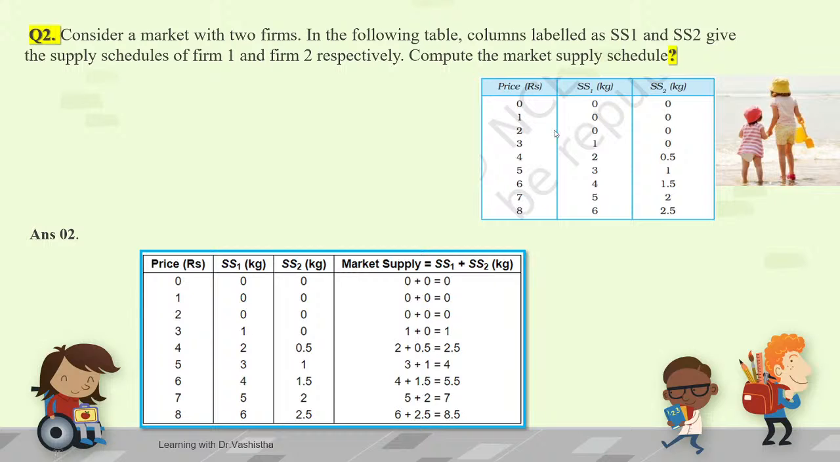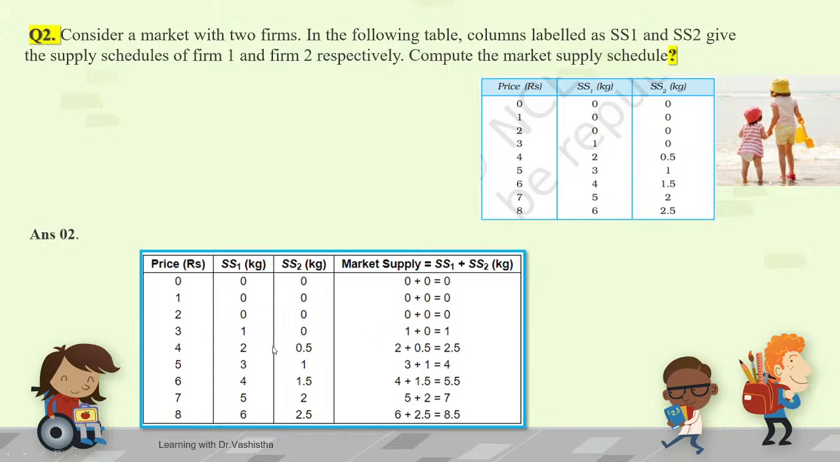So here nothing special has been done. It's just the summation of these 2 columns, column number 2 plus column number 3. As you can see here, column number 2 plus column number 3 gives you market supply, because there are only 2 firms here. If there were 3 firms or 4 firms, then all the firms would be taken together, and that would give you the total market supply.